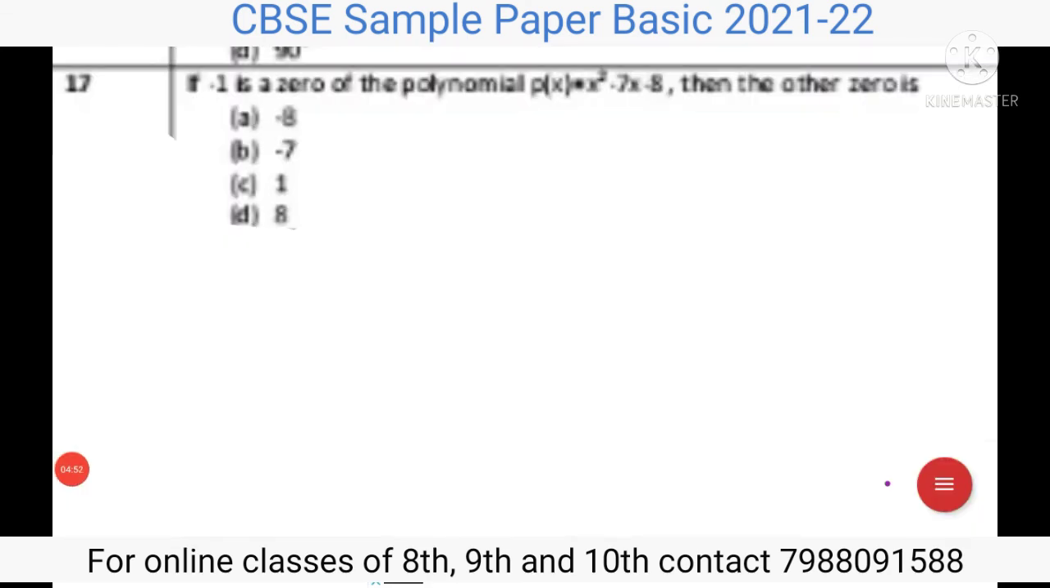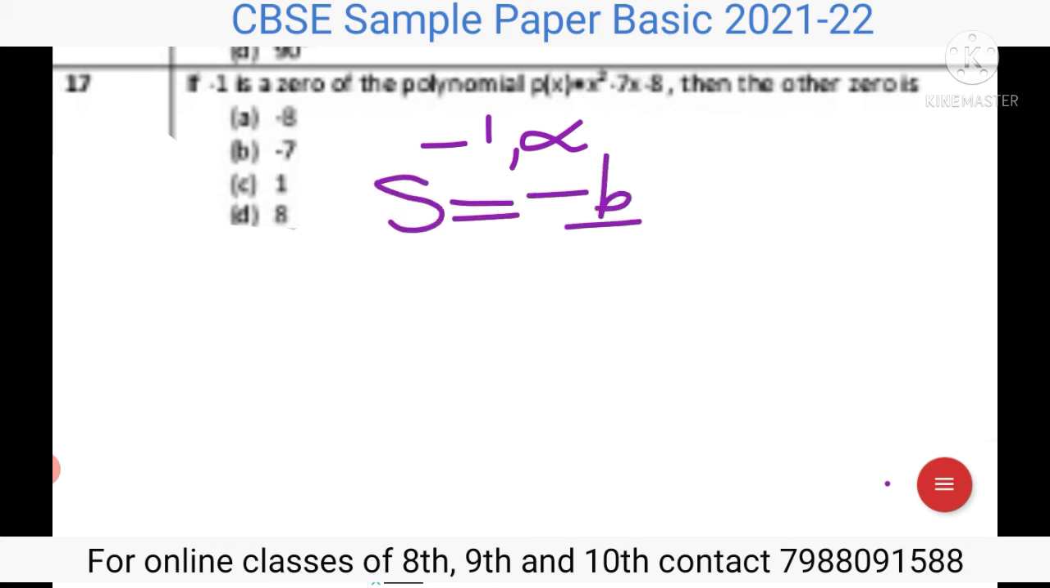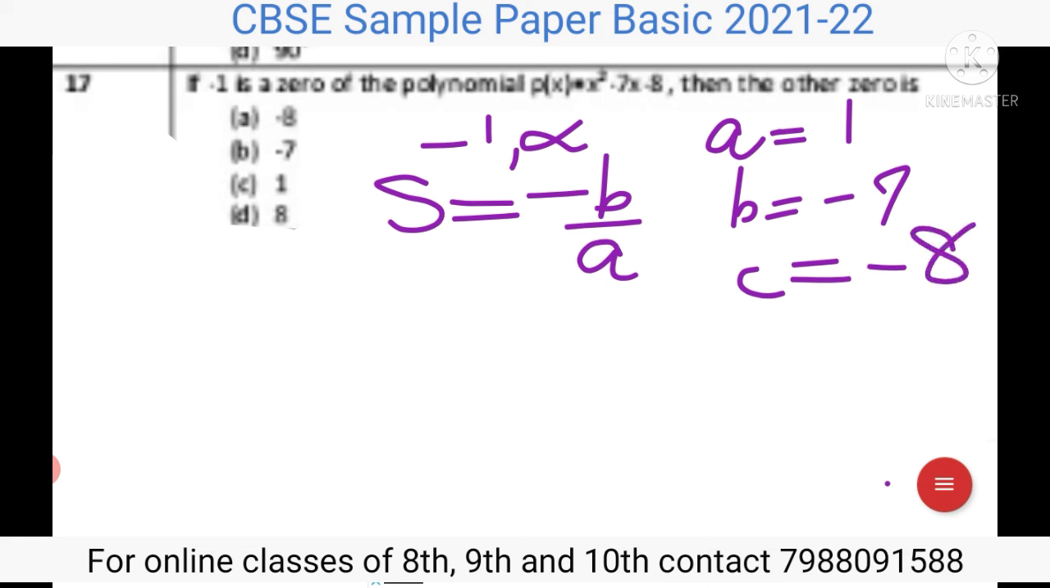In question number 17, minus 1 is one of the zeros given of this polynomial and we have to find the other zero. So let the other zero be alpha. Now let's apply the formula for sum of the zeros, which we know is equal to minus B over A. Now A in this question is 1, which is the coefficient of x square. B in this question is minus 7, the coefficient of x. And C, though we do not require it, will be the constant term, that is minus 8.